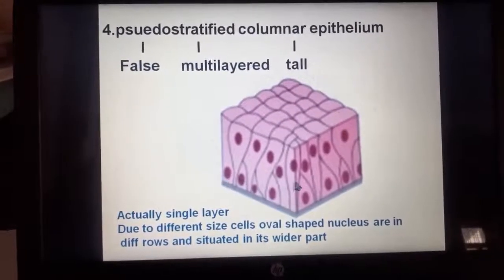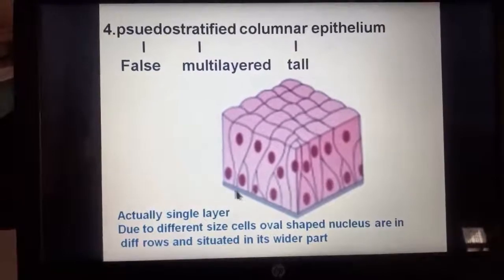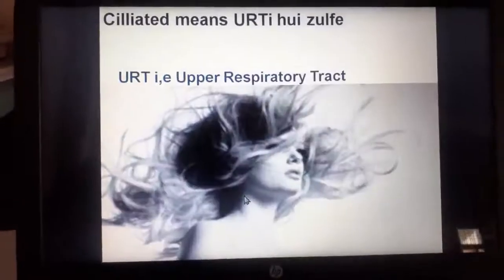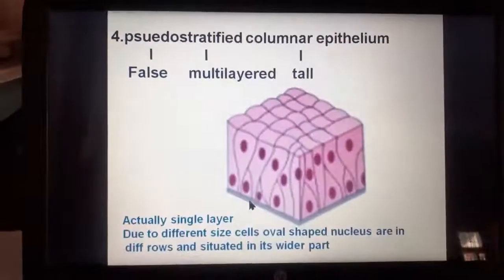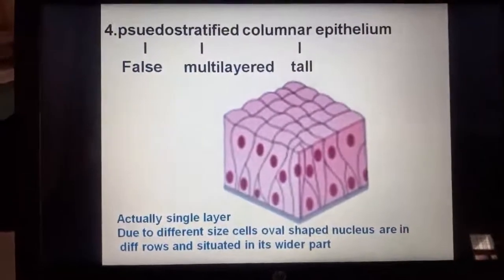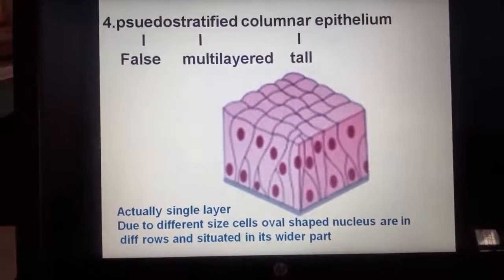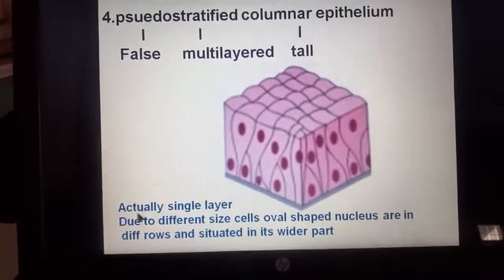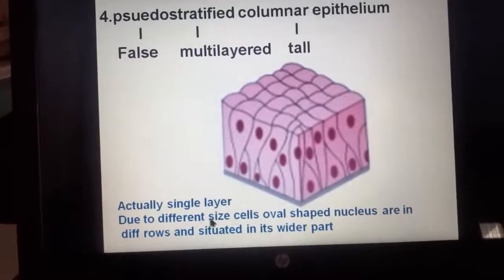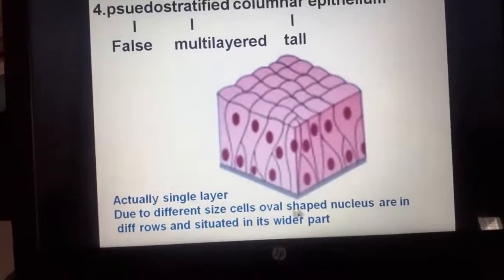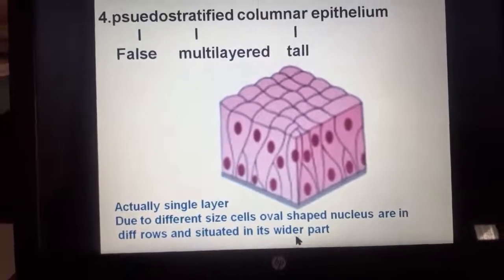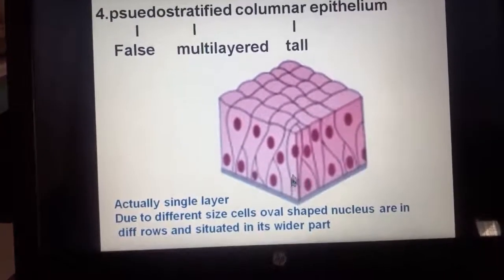So actually it is of one layer, but it resembles multi-layer. What is written here: actually single layer. Due to different size cells, oval-shaped nuclei are in different rows and situated in the wider part.